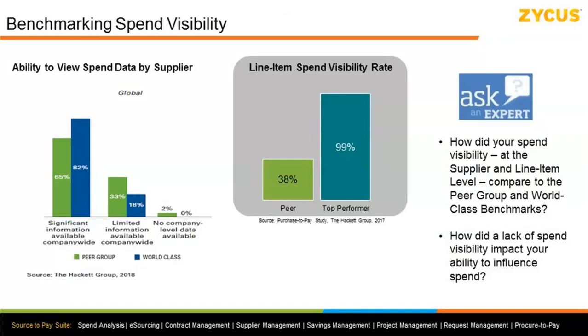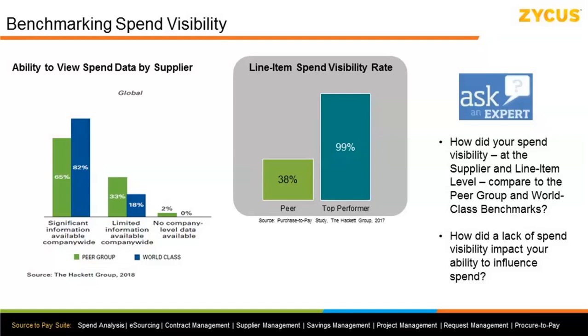So now I want to talk about, you mentioned how critical spend visibility was as a foundational component in your transformation. We've got some data here from Hackett that shows world-class performers have better spend visibility, certainly at a supplier level, than the peer group overall. But when you get down to line item visibility, the kind of granular spend analytics that can tell you exactly what you've purchased in what quantities to really formulate negotiating strategies, there the gap between the haves and the have-nots is quite stark. Top performers say they've got nearly 100%, 99% visibility down to the line item level versus just 38% for the average or peer group overall.